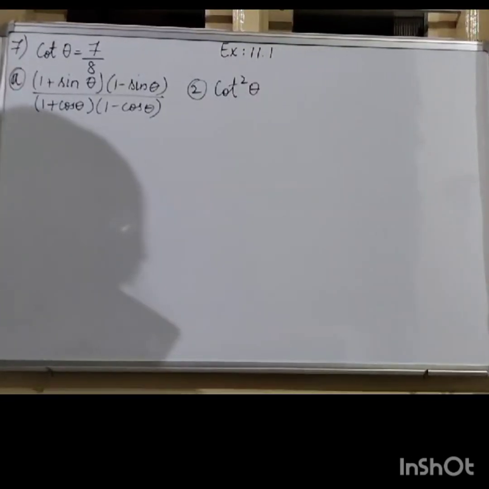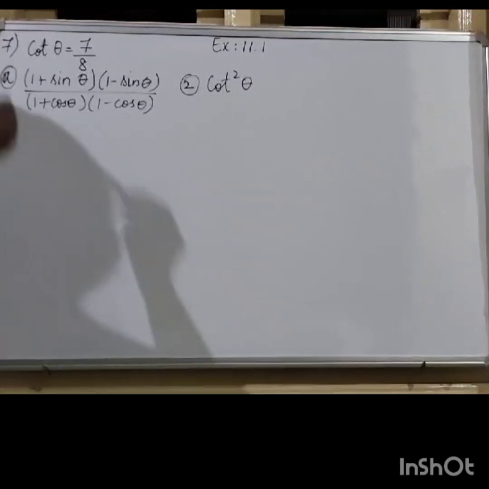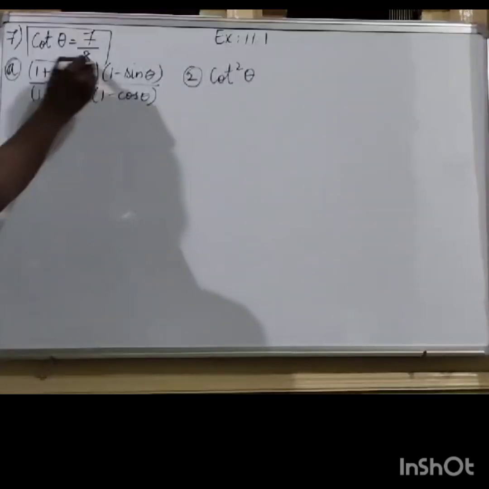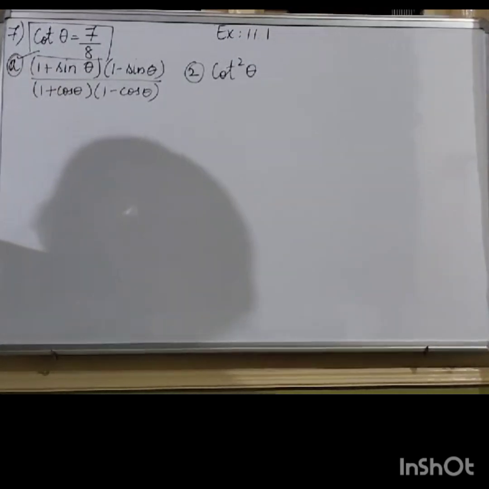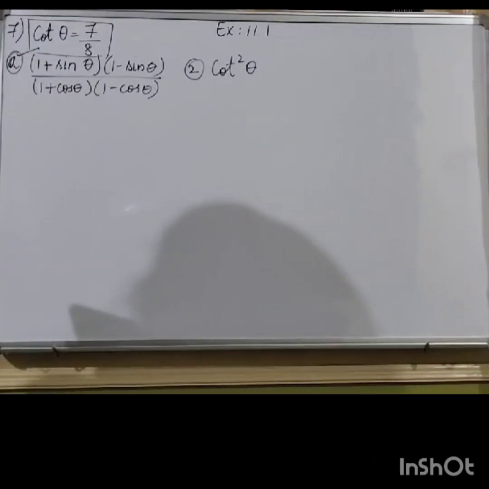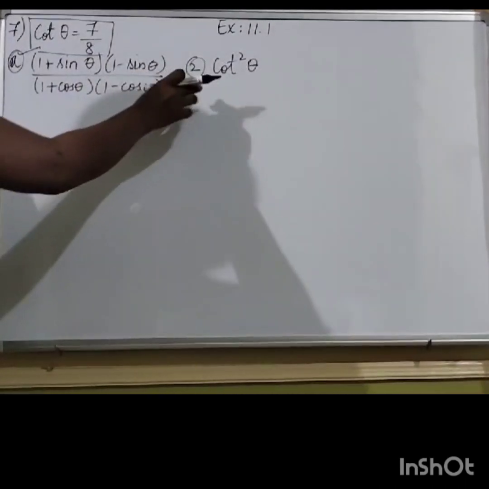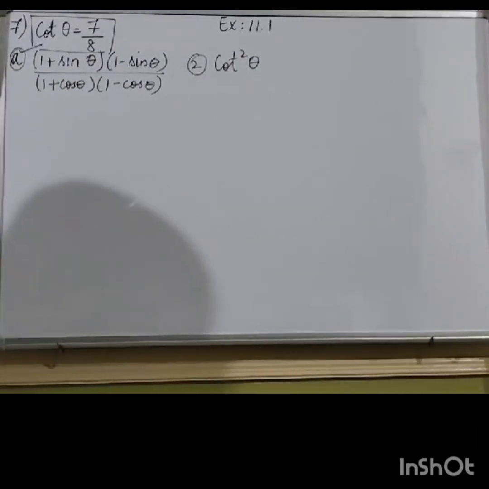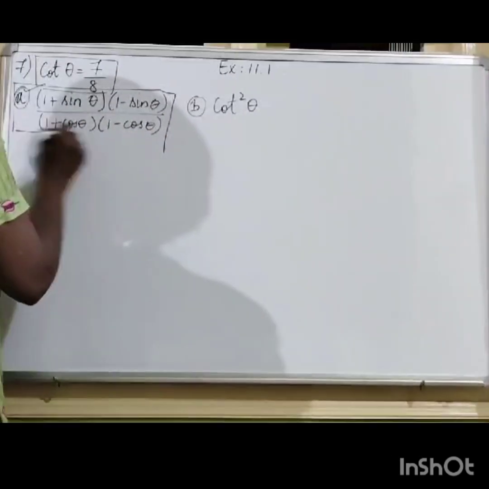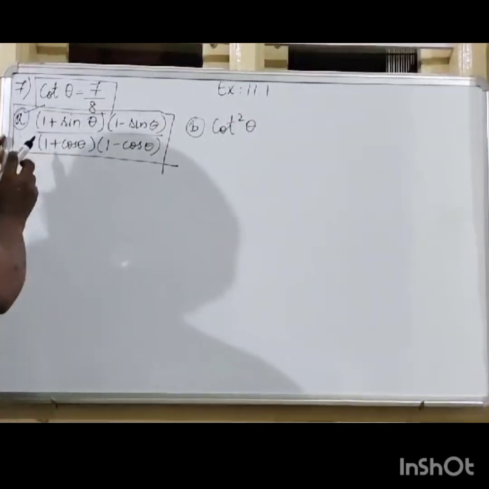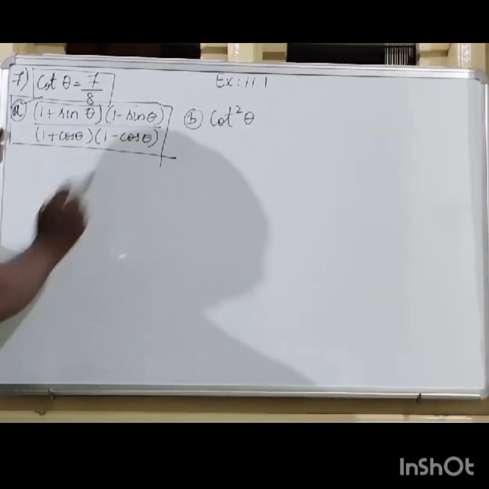Now let us move on to the seventh question under exercise 11.1. It says that if cot theta is equal to 7 by 8, evaluate (1 plus sin theta)(1 minus sin theta) whole divided by (1 plus cos theta)(1 minus cos theta). This is a sub question under 7, and there is another sub question, cot square theta. So now let us solve sub question A under the 7th question. Our first sub question is (1 plus sin theta)(1 minus sin theta) whole divided by (1 plus cos theta)(1 minus cos theta).